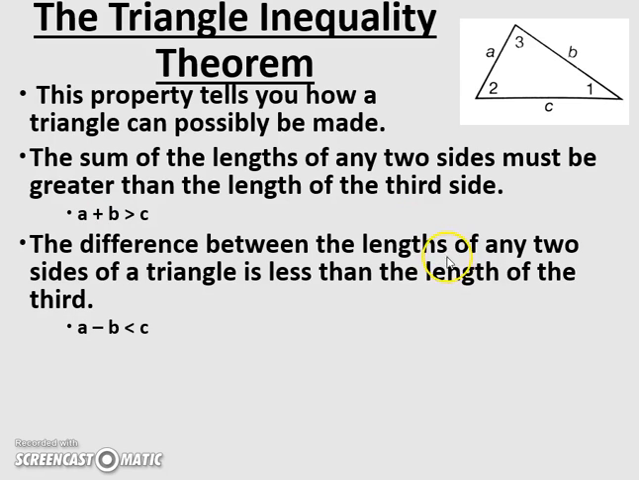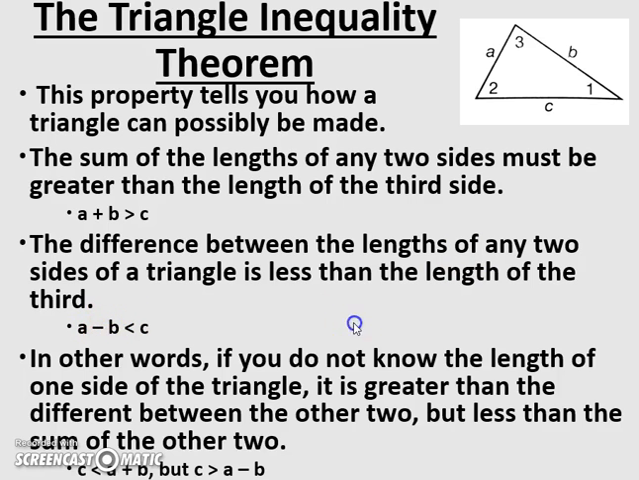It also states the difference between the 2 lengths of any sides of the triangle is less than the length of the third. Or you can reverse it, the third must be greater than when you subtract the 2 sides. In other words, if you do not know the length of one side of the triangle, it will be greater than the difference of the other 2, but less than the sum of the other 2.